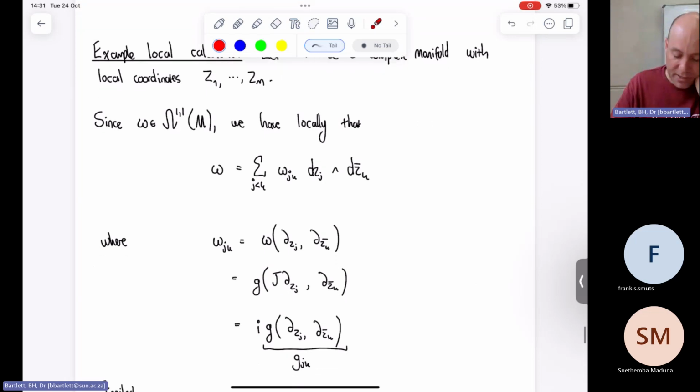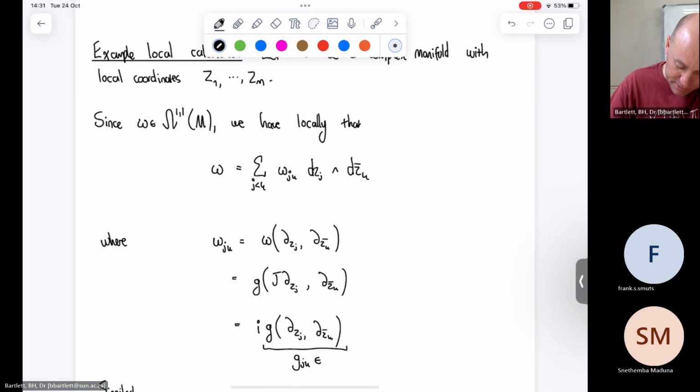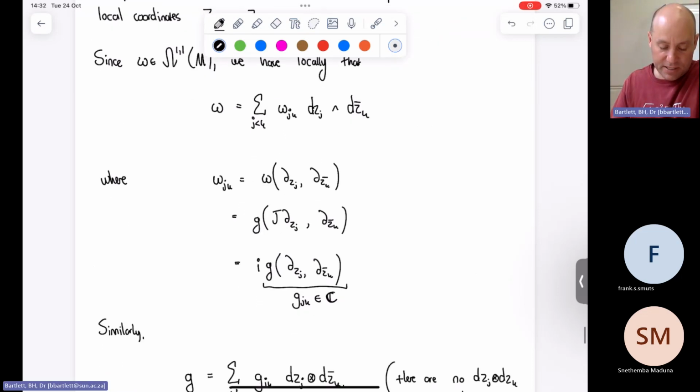And then I get out this thing here, and this here, which is the complexified metric applied to these vectors living in the complexified tangent space. We can call these numbers G, J, K, right? These are complex numbers. They will actually be real numbers. Actually, we'll see in a second.